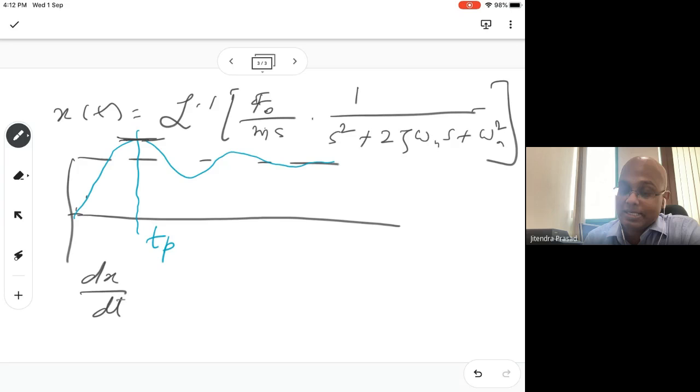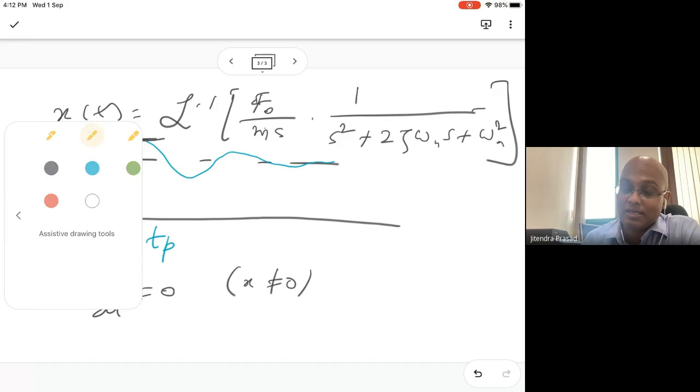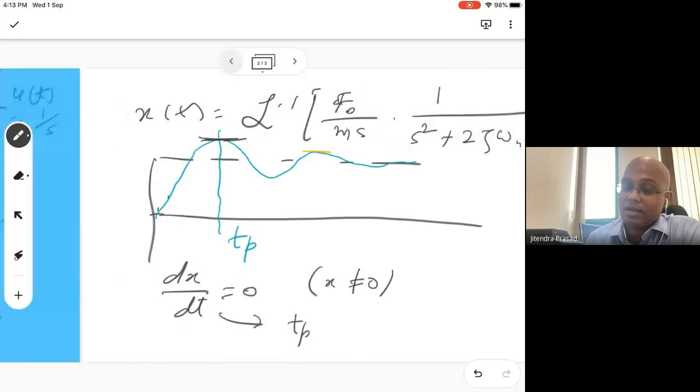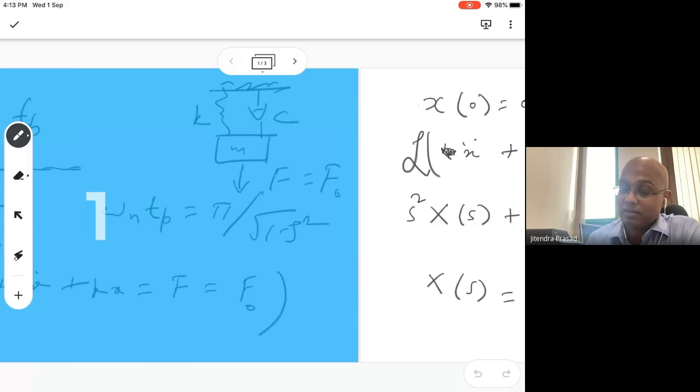So dx over dt has to be 0 where x is not equal to 0. You started with x equal to 0 and x dot equal to 0 from here, so other than this one, there will be many such points, this point and so on. We are looking for the smallest Tp, this one. By doing this analysis, this will give you the Tp value, so automatically you can find this relationship from there.